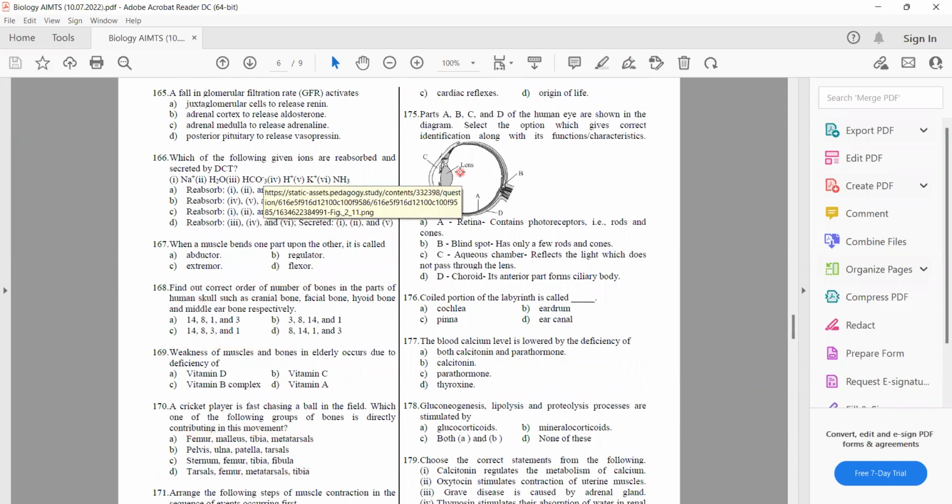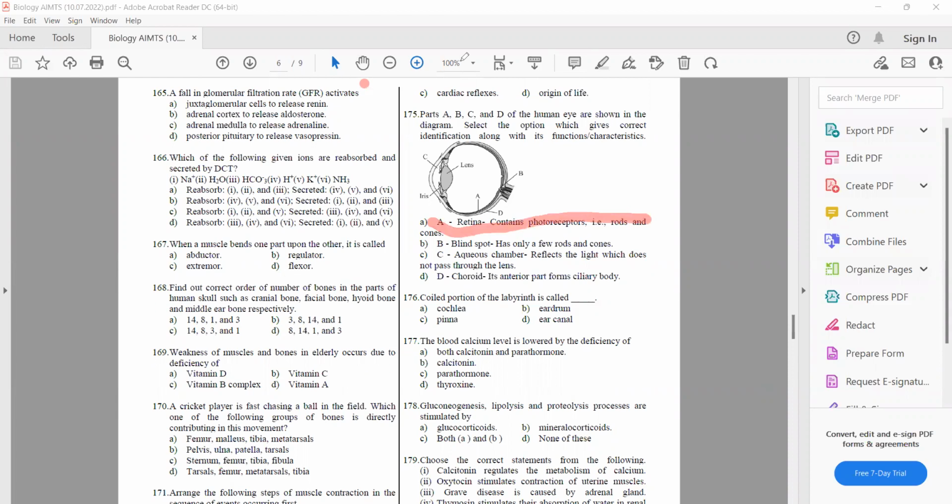In the figure, you can see A, B, C, D, the parts of the eye. A will be the retina, the innermost layer which has photoreceptors. Rods and cones will be there. So that is right.